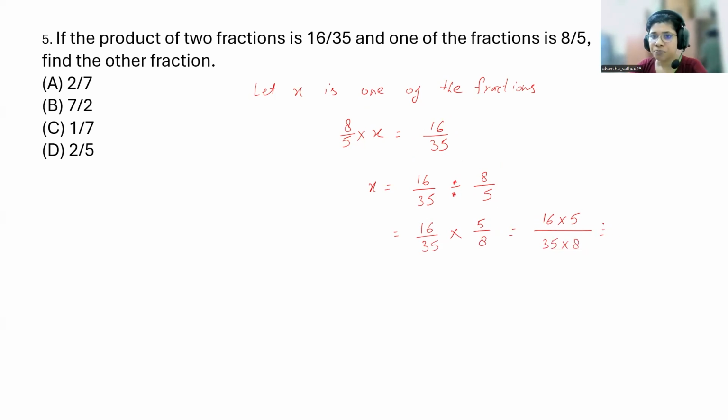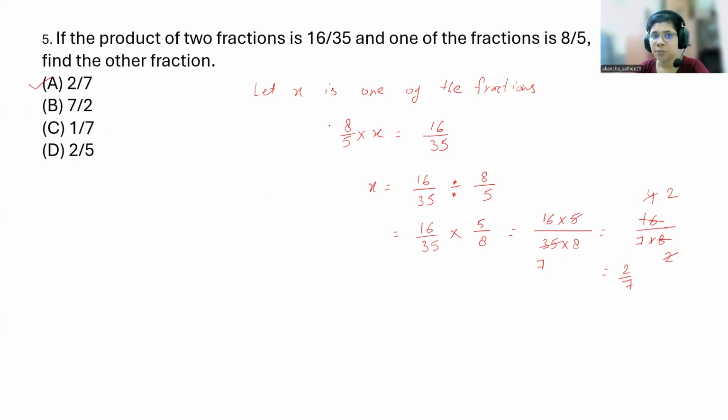You just multiply, or you can simplify also. You know that 5 and 35 you can divide. If you divide 35 by 5, it becomes 7. So it is 16 by 7 into 8. And you know that 4 can divide 8 as well as 16. If you divide 8 by 4, you will get 2. Similarly, 16 becomes 4. And again, you can divide 2 and 4 by 2, so it is 2 by 7. So the most simplified form is 2 by 7. So 2 by 7 is the correct option.